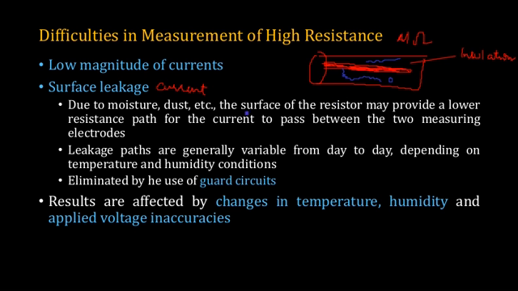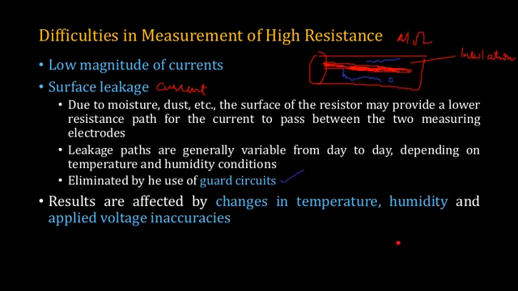Once you are planning to measure the resistance of the insulator, such leakage currents will provide alternate paths for the currents to flow, so that the total current measured will be the sum of the currents which are passing through the desired path plus the leakage currents. So such currents have to be reduced or eliminated in order to get the accurate value of the resistance that is being measured. Here this can be eliminated using guard circuits. We'll discuss guard circuits in detail.